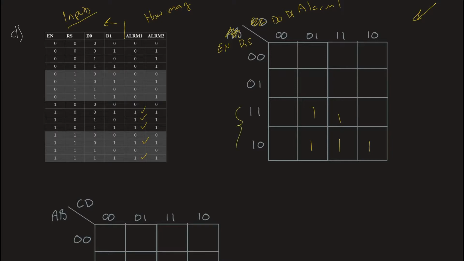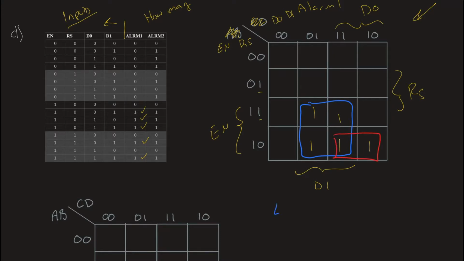So we gotta be careful here now. This is our EN range. This is our RS. So notice it's the same places, we just have different names for them. This is the D0, and this is the D1. My groups, I've got a group of 4, and I've got a group of 2. We'll do the blue one first. It's entirely inside of EN. It crosses RS, it crosses D0, and it's entirely inside of D1.